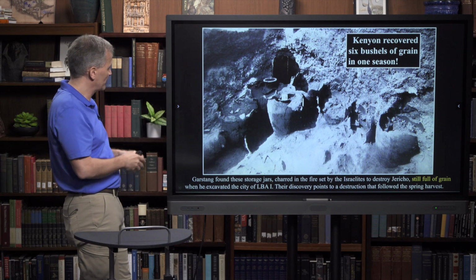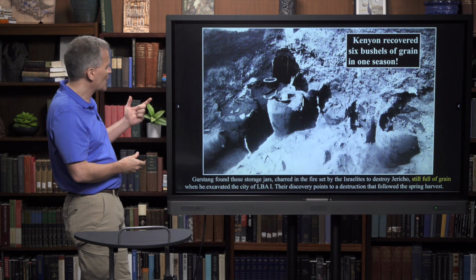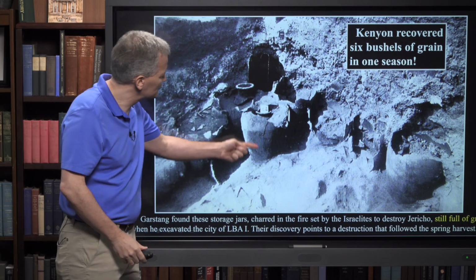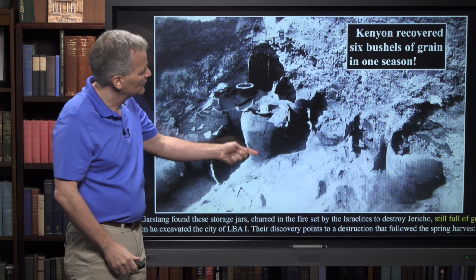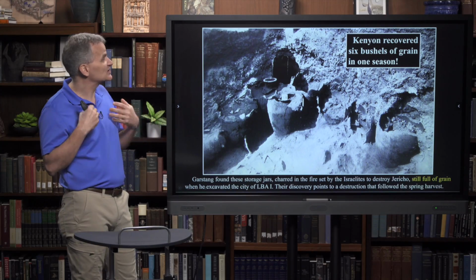Back to an earlier photograph. This is from Garstang's excavation. Look how large these jars are, and they're all filled with grain. Kenyon recovered 6 bushels of grain in one season of excavation. 6 bushels of uneaten grain, showing that the residents of Jericho, when the city was destroyed, had all this food that nobody had eaten.